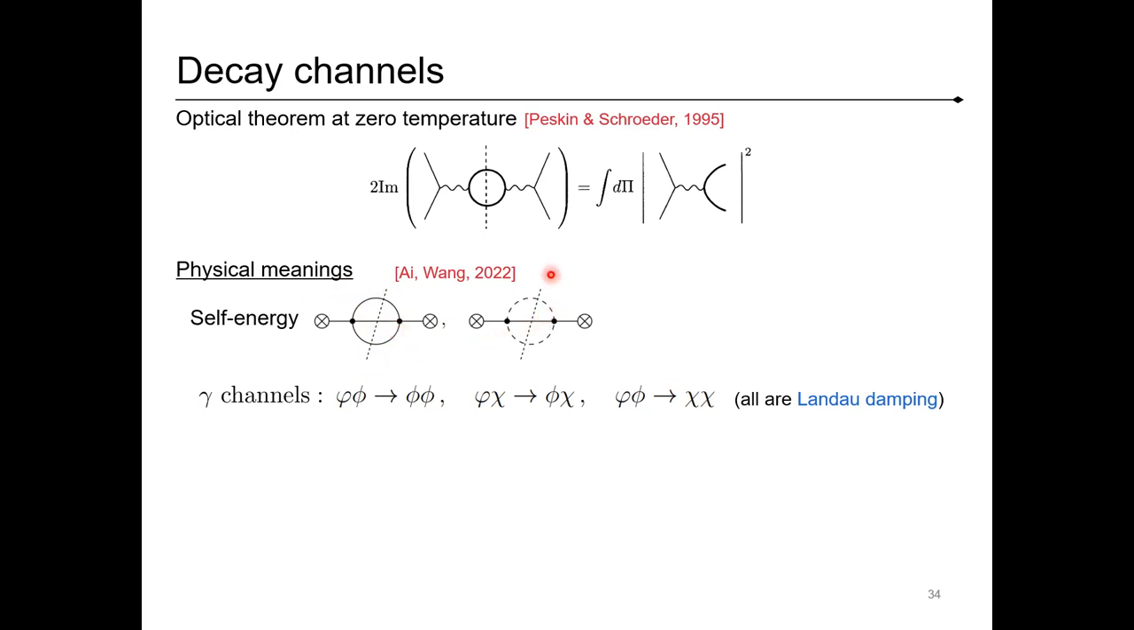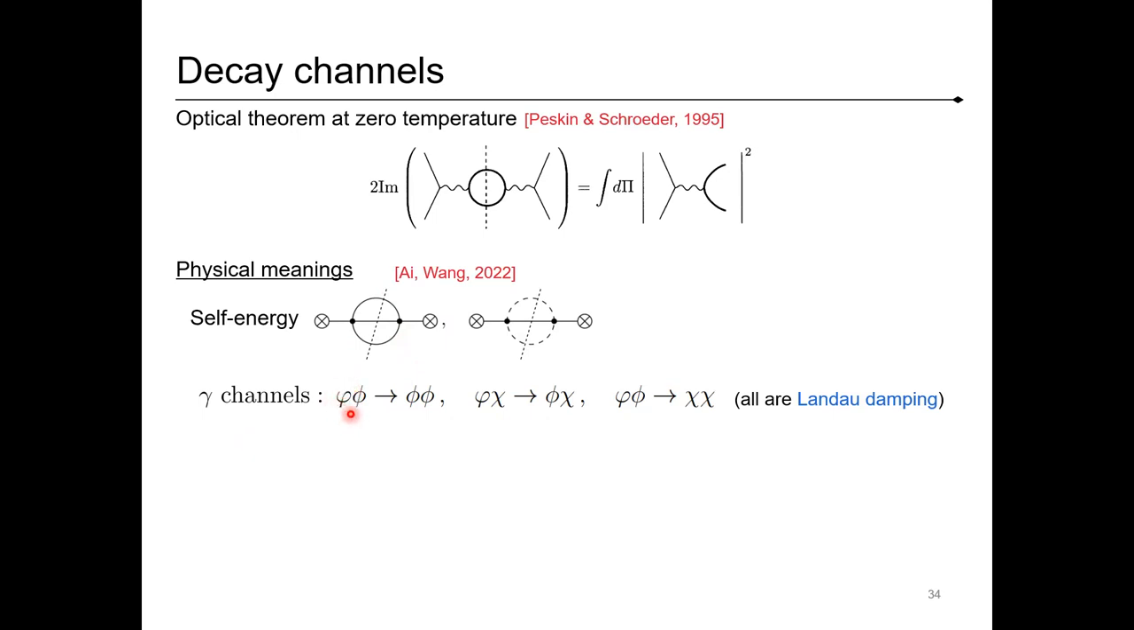In a similar case for this diagram, you can simply put one kind of particle to the left, or you put the phi particle to the left. Then in total, the imaginary part of the self energy gives you 3 decay channels.